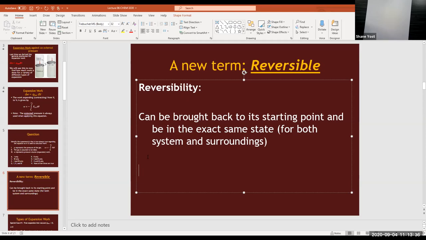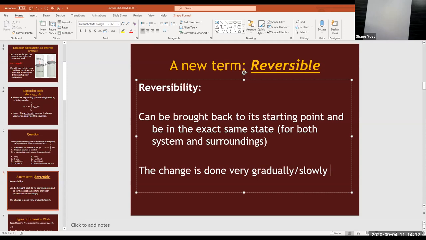For something to be done reversibly, you do the change very gradually or slowly. In the actual slides it talks about doing an infinitesimal change, just a very small change. So imagine I had a piston and I wanted to compress it. If I wanted to do it irreversibly, I could just drop a heavy weight on top of the piston and it will go down quickly.